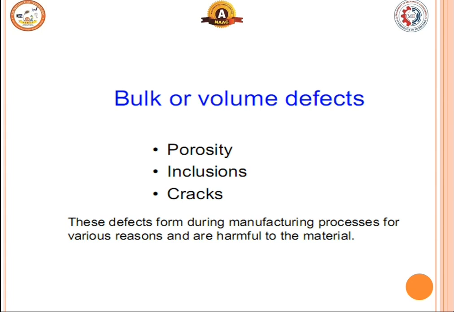Bulk or volume defects will have porosity, inclusions and cracks. These defects arise during the manufacturing process for various reasons, and they are harmful for the material in the long run.